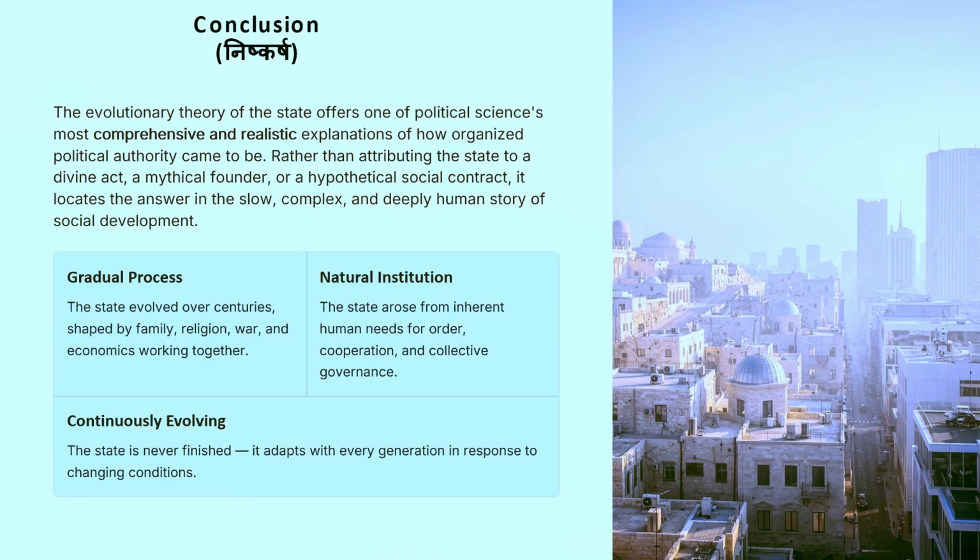In conclusion, the evolutionary theory provides a comprehensive and practical explanation of the origin of the state. It shows that the state is not a sudden creation but a gradual development influenced by various factors. And this makes it one of the most widely accepted theories in political science.